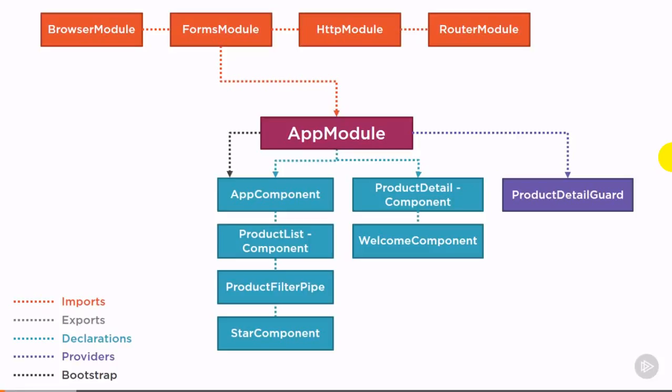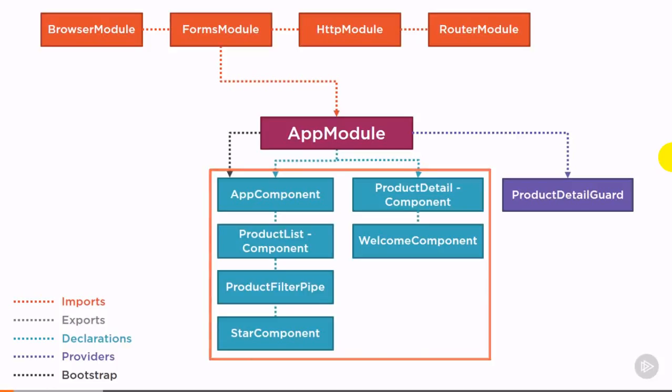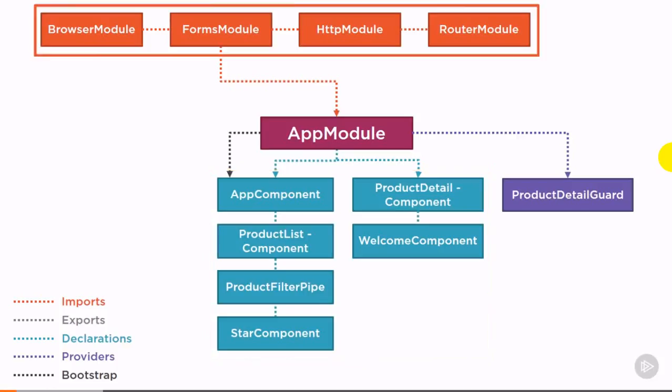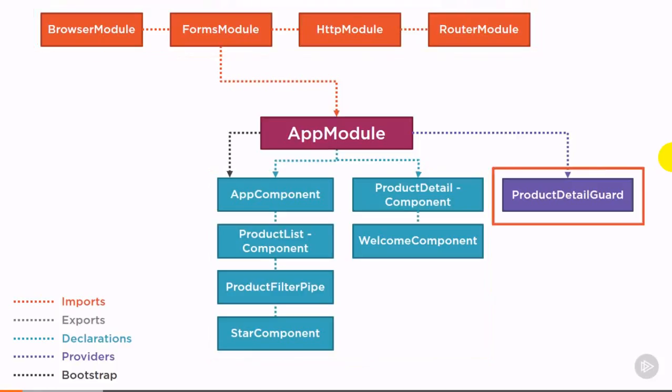So far in this course, we created the root application module, app module. It declares all of our components and our pipe. It imports the system Angular modules that our components need. It also registers the routing guard that we built. But this is getting a little unwieldy. We have no separation of responsibilities.